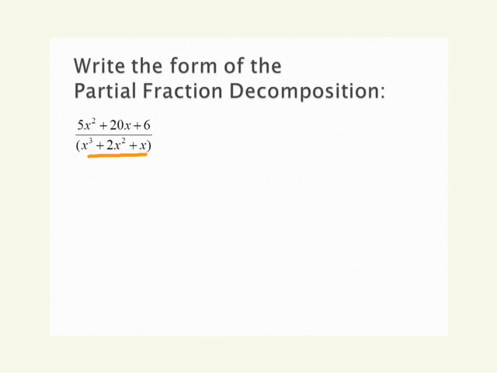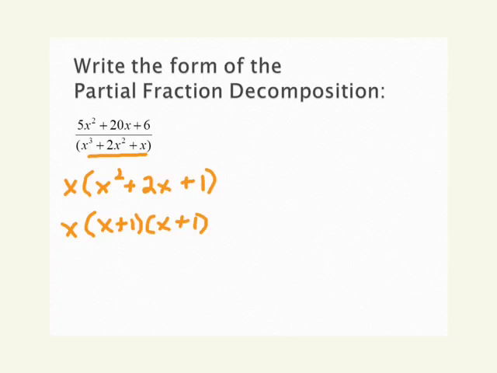The first thing I'm going to do with this denominator to factor it completely is factor out an x. So that will leave me x squared plus 2x plus 1. Now I can factor that trinomial even further. So what we would end up with is x times x plus 1 and x plus 1. And this would be the factors of our denominator. Now here's an example of what we would consider a repeated factor. I could rewrite this to be x times the quantity x plus 1 squared.